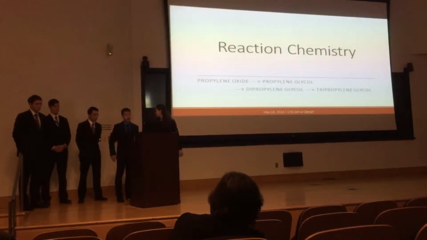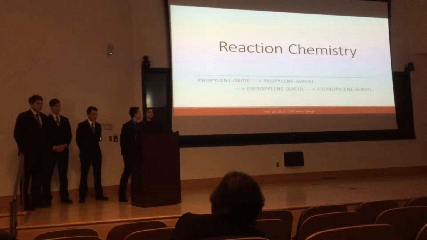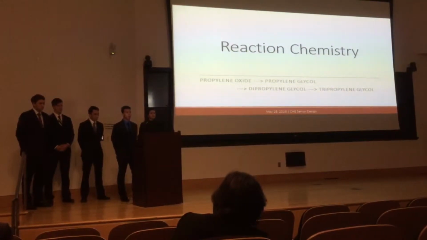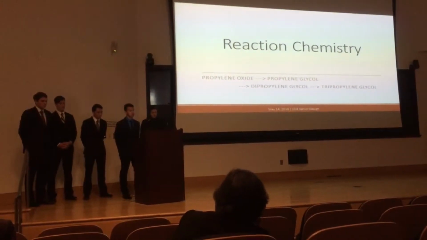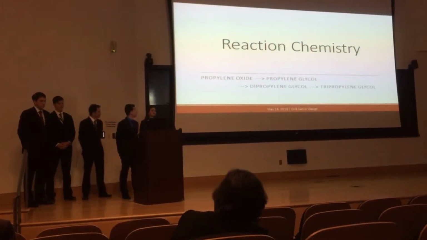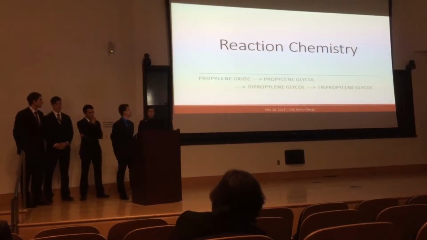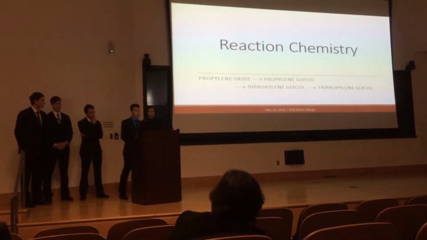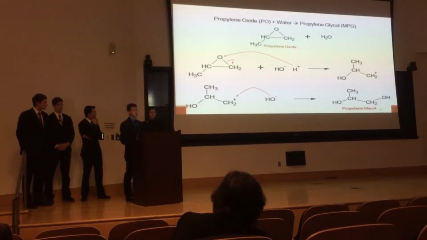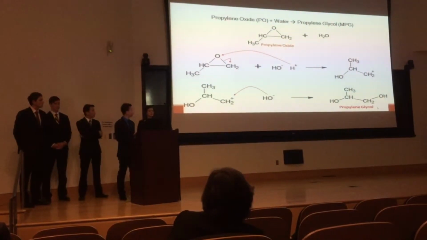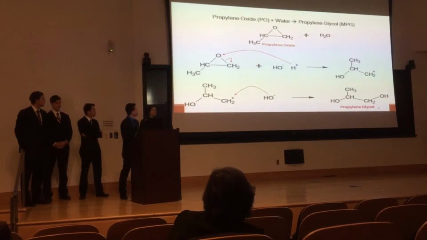Right, so due to the low yield of producing tripropylene glycol directly from propylene oxide, we have to go through two intermediate reactions. Because we didn't use a catalyst, the reaction happens at high temperature. The first reaction involves propylene oxide reacting with water, so we get propylene glycol.